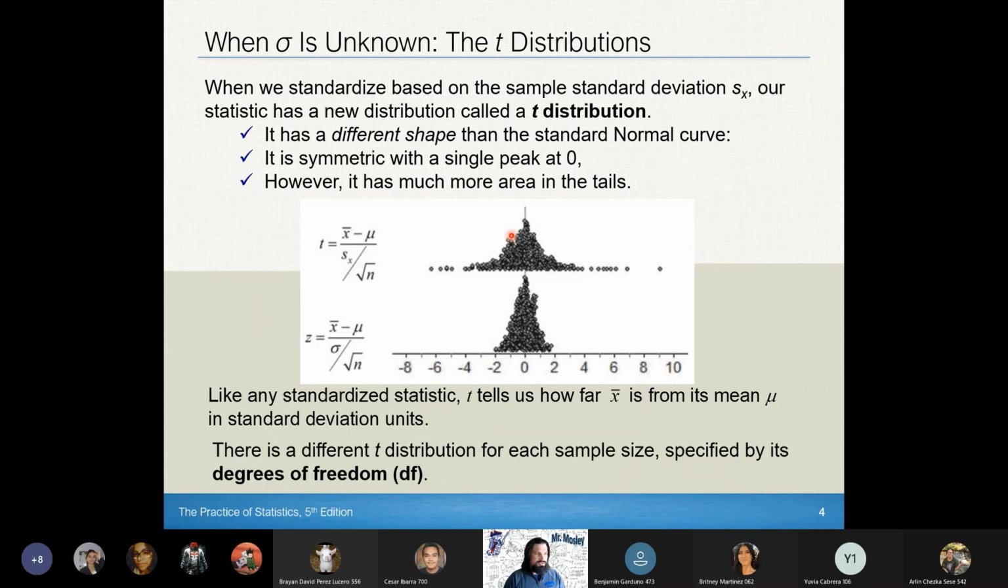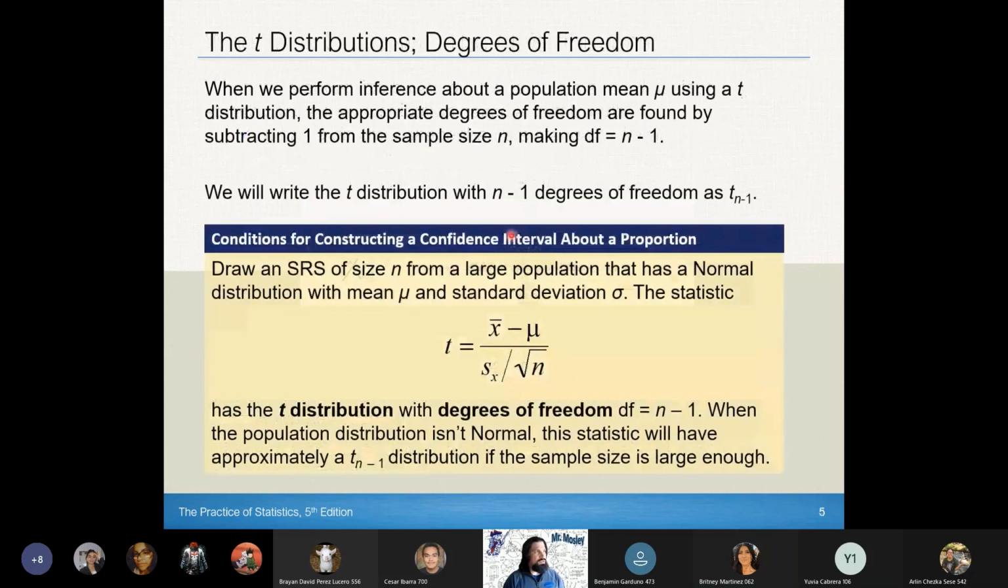There's a different t distribution for each sample size, specified by its degrees of freedom, notated as df. So the t distributions and degrees of freedom. When we perform inference about a population mean mu using a t distribution, the appropriate degrees of freedom are found by subtracting 1 from the sample size n, making df equal to n minus 1.